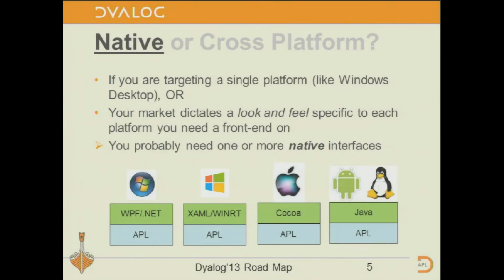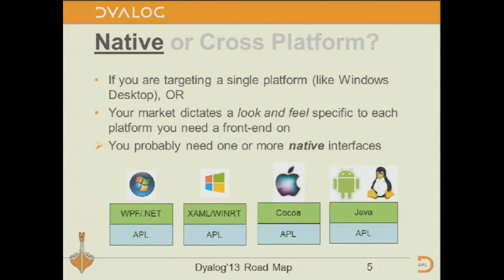So if you're starting a new application today, the first question you need to ask yourself is, well, do I need native user interfaces on all the different platforms, or can I go cross-platform? Now, most of our customers today are, of course, targeting a single native platform, which is the Windows desktop. But if you need to move to some of these that we see at the bottom here, and you think that the market you're in means that you really have to have the native look and feel on each one of those platforms, then you're going to have to build one solution for WPF.NET, another one if you want to target the new Windows RT, Windows 8 platform.